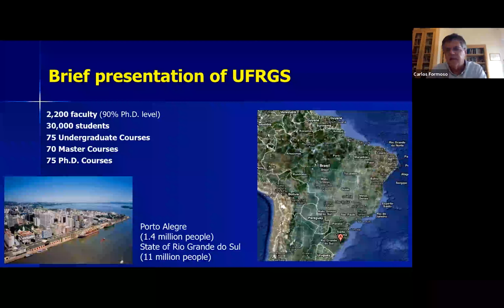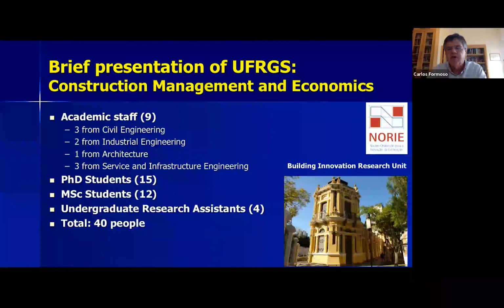And I'm part of the School of Engineering, which is one of the largest units from my university. I work in a group called NORI. NORI means Building Innovation Research Unit. It's a group that involves around 40 people, 9 academic staff, plus PhD students, master's students, and also some undergraduate students who work as research assistants.